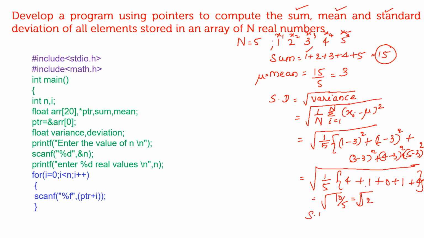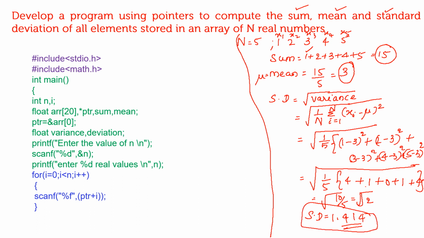So your standard deviation is equal to root 2. What is the value for root 2? You know that 1.414 will be the value of your standard deviation. So these are the answers you have to get: sum is equal to 15, mean you have to get 3, and standard deviation you have to get as 1.414. So this is our problem statement.